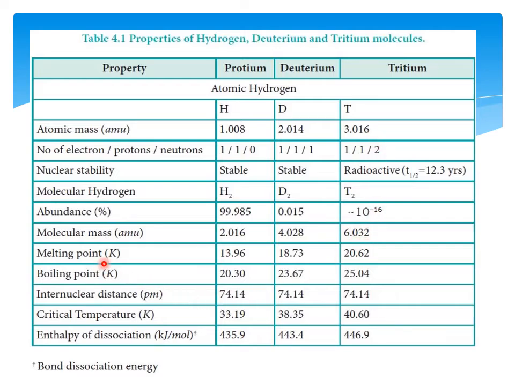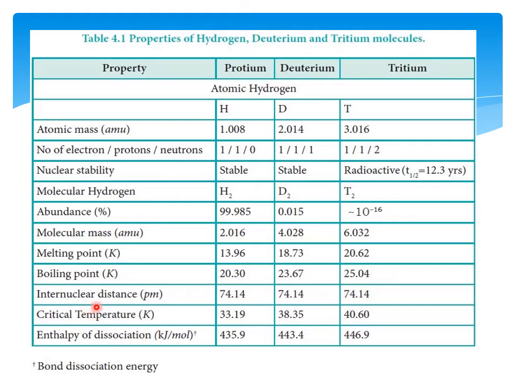Then the melting point in Kelvin. For hydrogen it is 13.96 Kelvin, for deuterium 18.73 Kelvin, and for tritium 20.62 Kelvin. So the melting point increases from hydrogen to tritium. The boiling point is also given in Kelvin: 20.30, 23.67, 25. This also increases from protium to tritium.